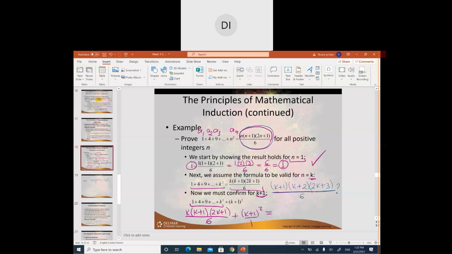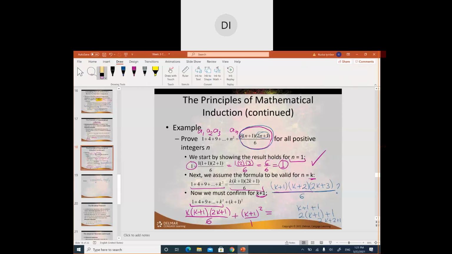Now, when I replace n in this formula with k plus 1, I get k plus 1. Then k plus 1 is going to give me k plus 2. And then I have 2 times k plus 1, plus 1. This is the last term here. It's going to be 2k plus 2 plus 1, which is 2k plus 3. Everybody understand that? So this is what I need to prove. This is what I need to get. So let's simplify and see what we're going to get.